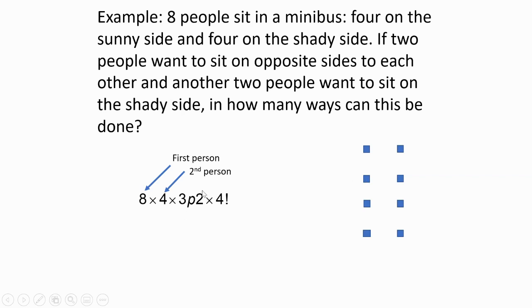And we want to arrange 2 of them. So that would be 3 arrange 2, or you could write 3 times 2. But that's the third and the fourth person. And then the last 4 people sit anywhere. And there are 4 spaces left. There are 4 people, so it's 4 factorial. So if you break down the question, you can get something that's quite complicated, you can make quite easy.